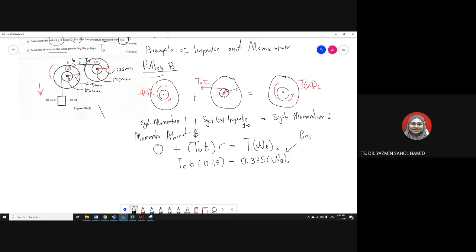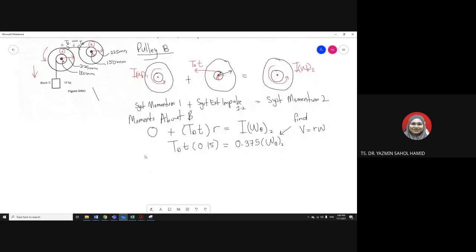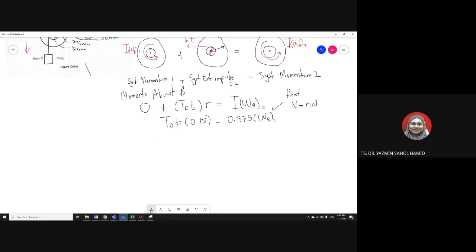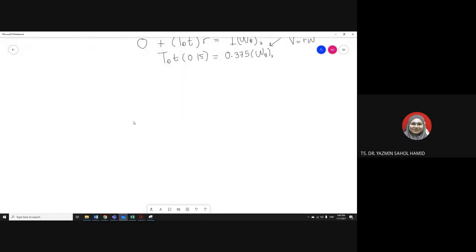How are we going to find omega B? Remember this formula? V equals to what? R omega. So we're going to find omega B using this formula, V equals R omega. Let's put this on hold first and write down the equation for pulley A first, and then we simplify things later. Later we will come back here. We do pulley A first.